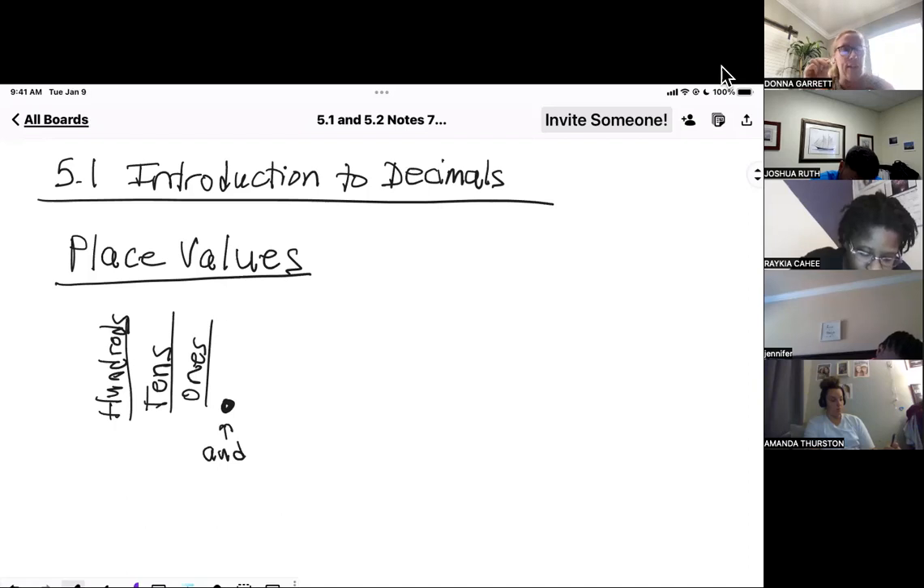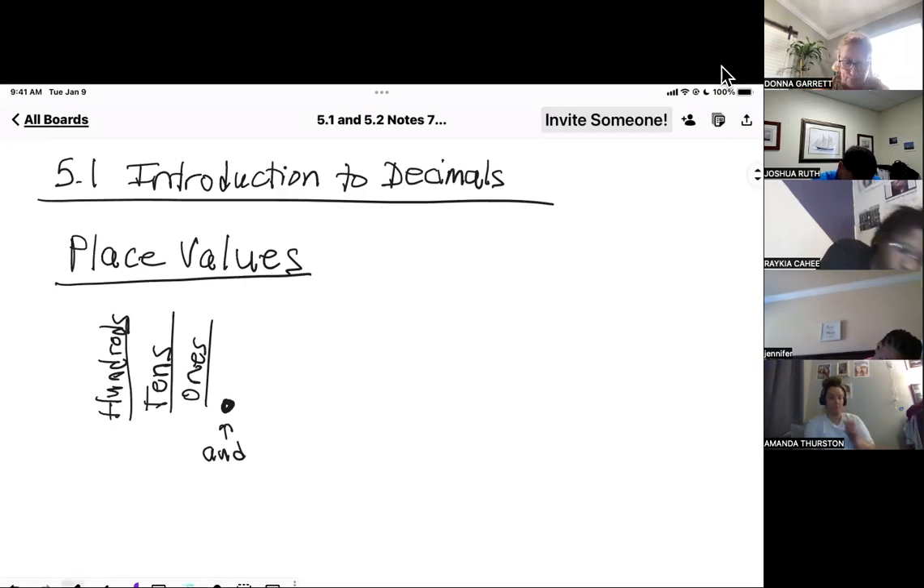So let's say I have 123.4. I would say this number as 123 and 4/10. I'm going to go back into this in a minute. But the decimal place, we think of it as the and. We say and when we see a decimal place. Okay, so here are the places after the decimal place.